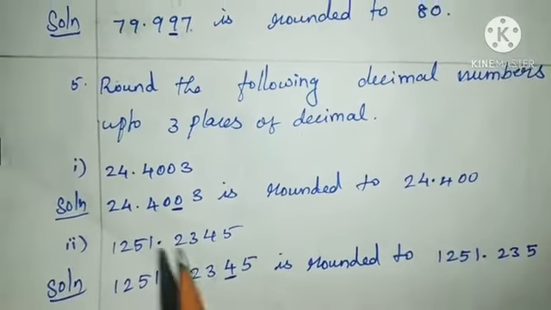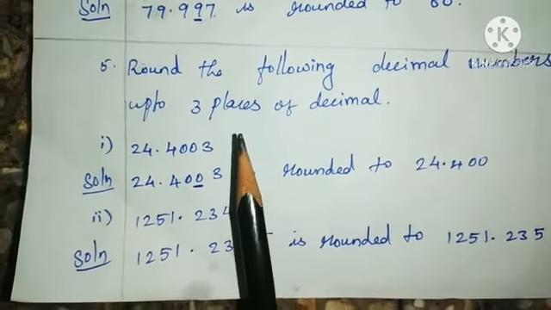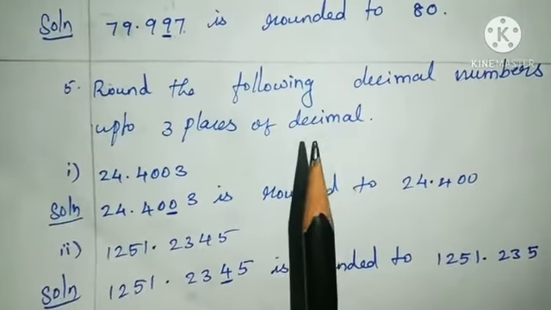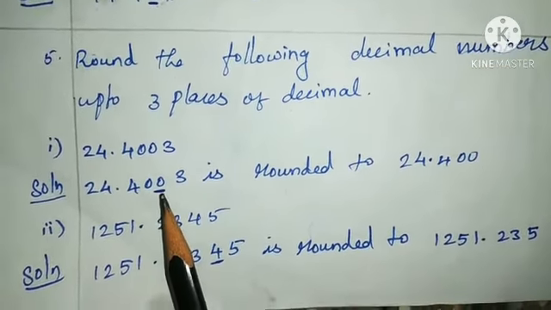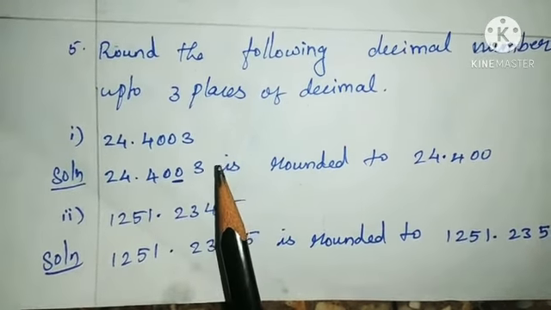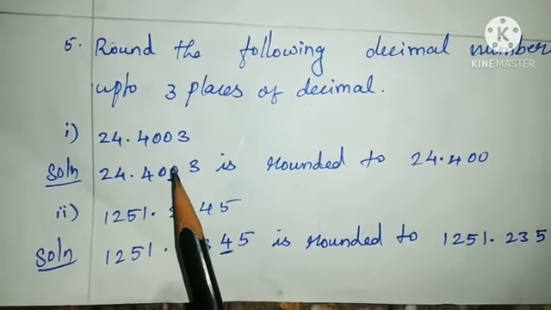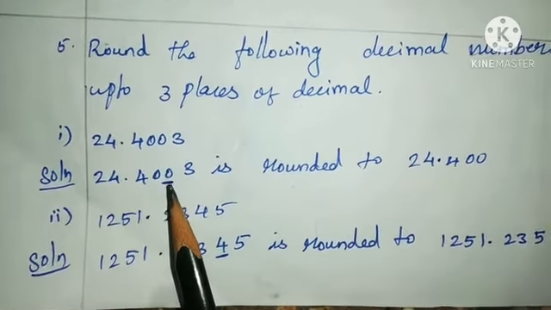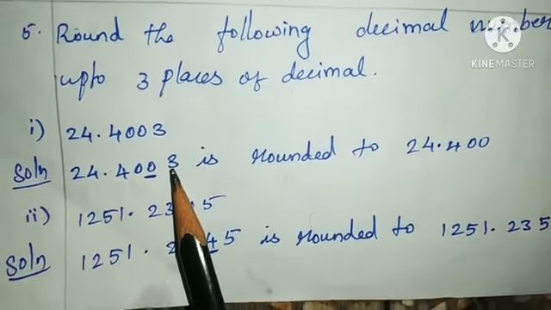Fifth sum: round the following decimal numbers up to 3 places of decimal. Three places of decimal means you have to round it to thousandth place. So you have to underline the thousandth place of the decimal number. Then you have to see the next digit of that underlined digit. Here 24.4003, this 0 is the thousandth place. After this thousandth place we have the number 3, which is less than 5.